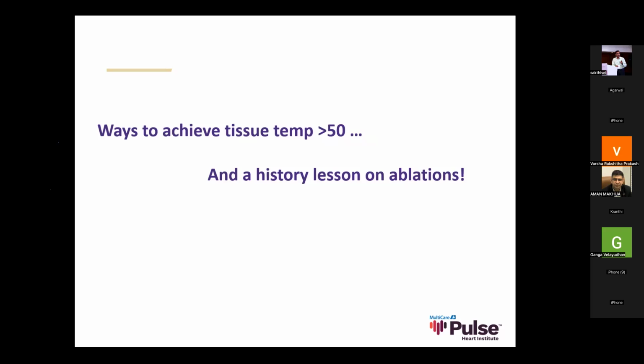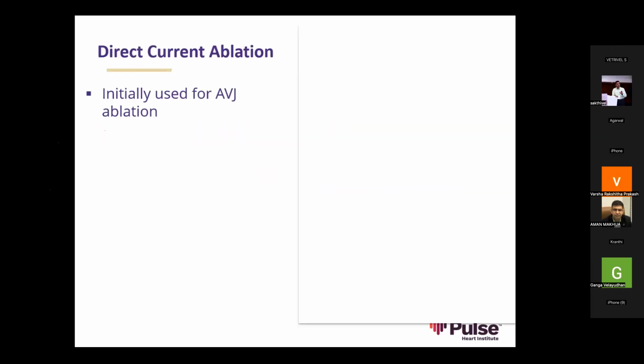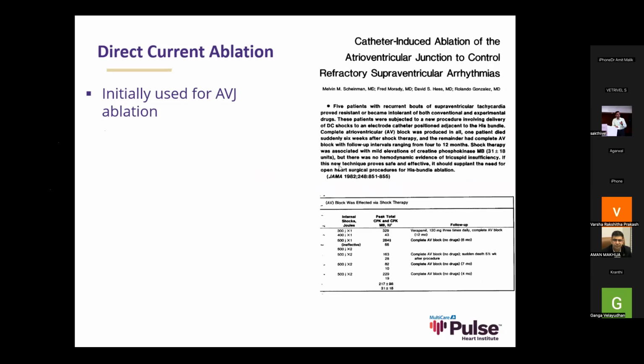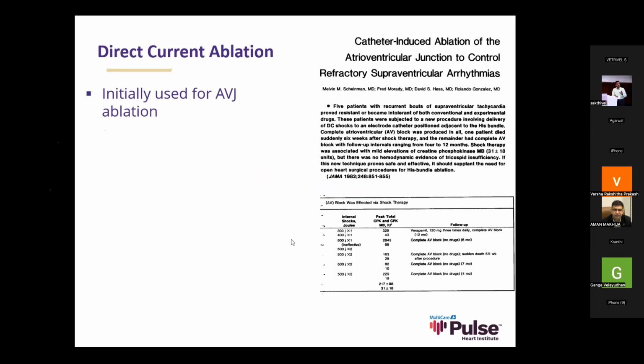And we will look through the history and see how we achieved this. So the first ablation that was done was in the 1980s. It was actually in 1982. It was done by Mel Scheinman at UCSF. So they used direct current ablation. This was used for AV node ablations for refractory AFib.